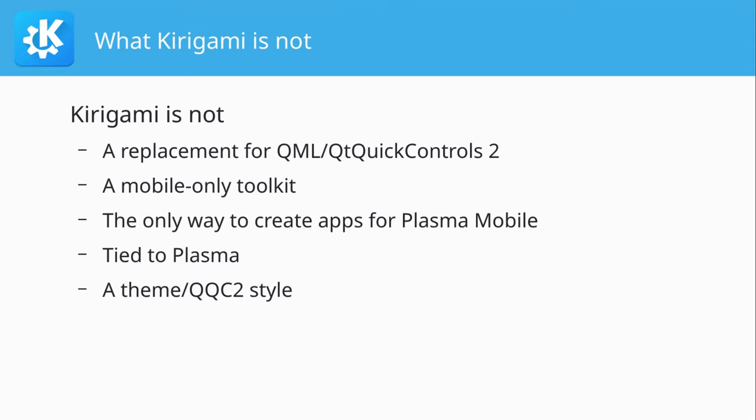What Kirigami is not, those are a few things that I've kept reading on the internet where I want to stress that those are not true. It is not a replacement for QML or Quick Controls 2. It builds on top of it and extends it with more higher-level components. It is also not a mobile-only toolkit. The whole idea of Kirigami is to create applications that work great both on the desktop and on mobile and on things in between, like tablets.